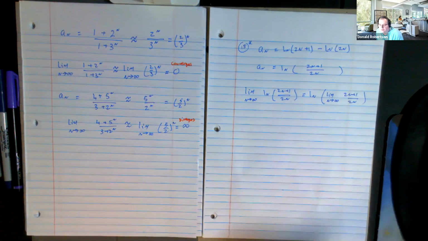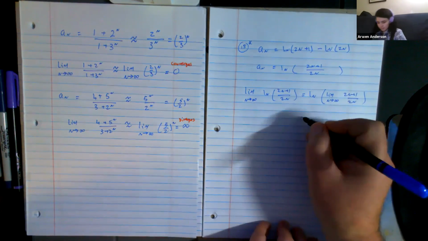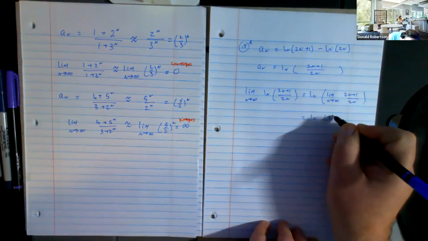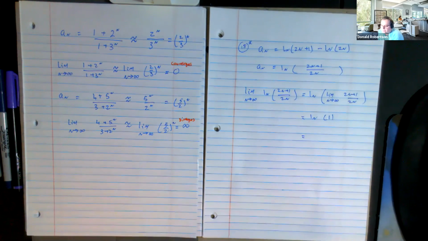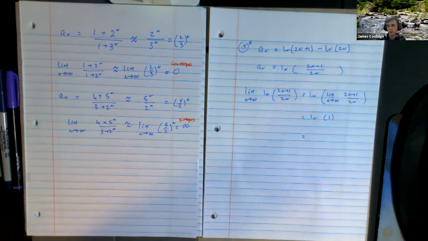What's the limit of 2n plus 1 over 2n? Do a little baby L'Hopital if you want. One. But what is it? It's 1. So this is going to be the natural log of 1. And what's the natural log of 1? 0. A big 0. So this guy converges to 0.